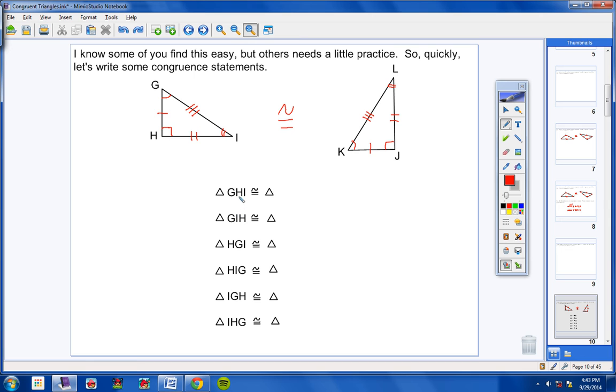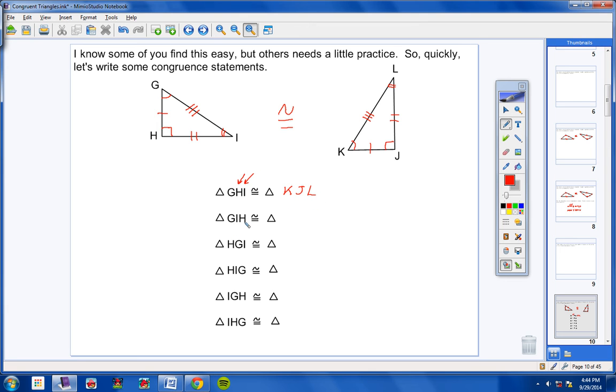All right, triangle GHI, okay? G has 1 mark, so the 1 mark angle over here is K, so triangle K. The second letter is H. H is a 90-degree angle, so the 90-degree angle over here is J. I has 2 marks, so I come over here and find the angle with 2 marks. It's L. There, I did it. So now the rest of these should be pretty easy. G corresponds with K, H corresponds with J, I corresponds with L. No big deal.